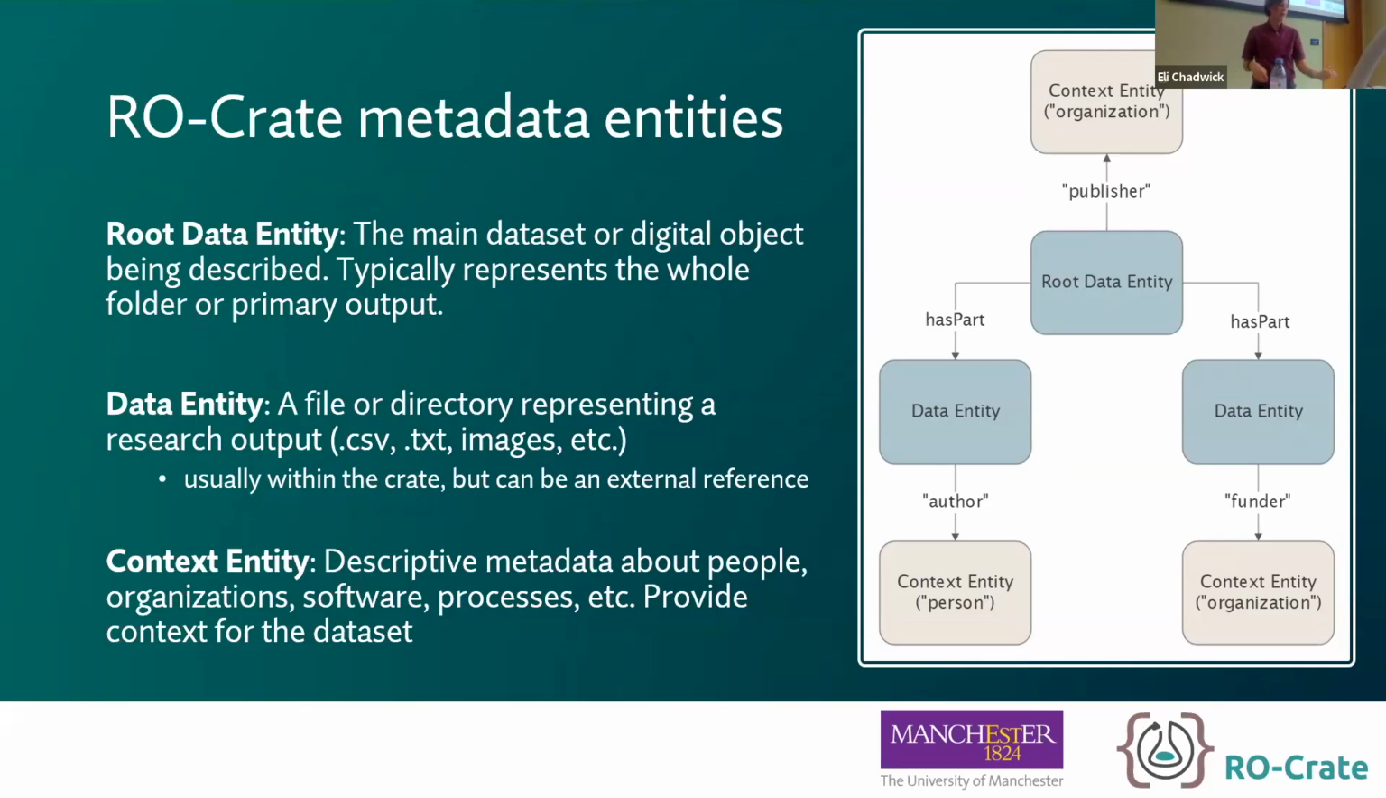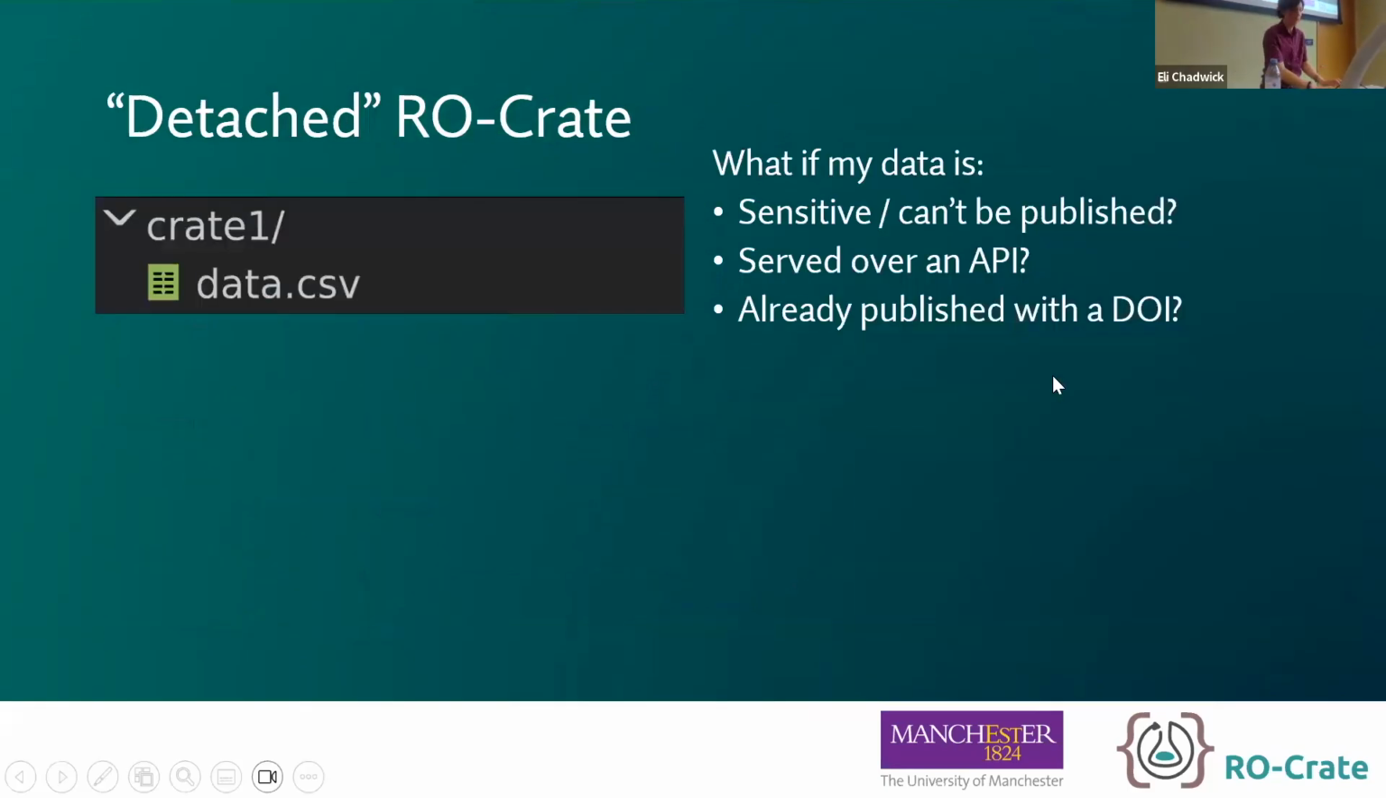Then this will have relationships: it will have various parts, and these will point to data entities. These are metadata that represent a file or directory that is in itself a particular research output. So these might be your data files, images, text files, these sorts of things. Usually these live within the crate, but they can also be external references, which you would do via persistent identifiers like DOIs, ideally.